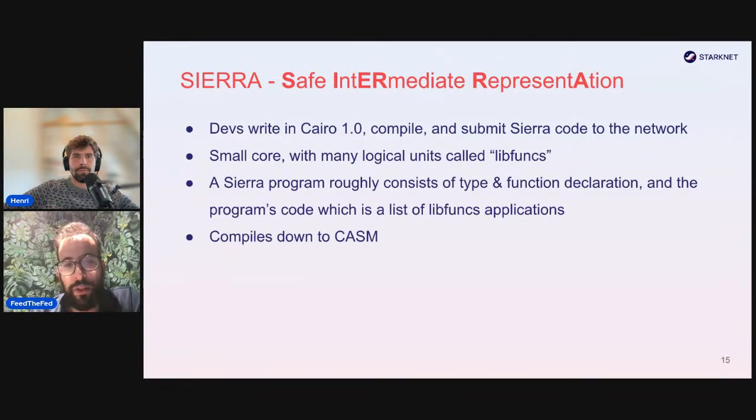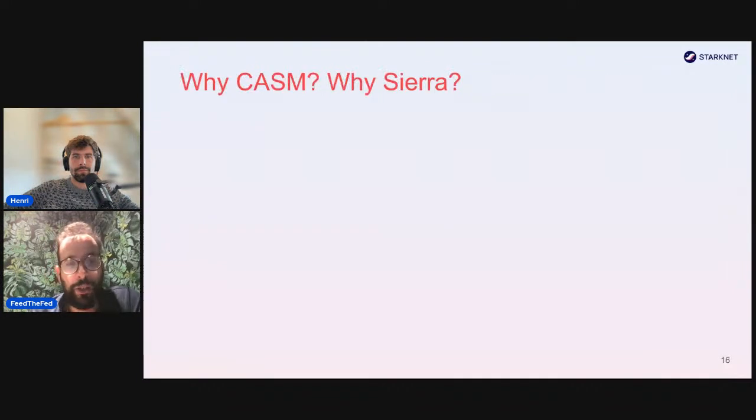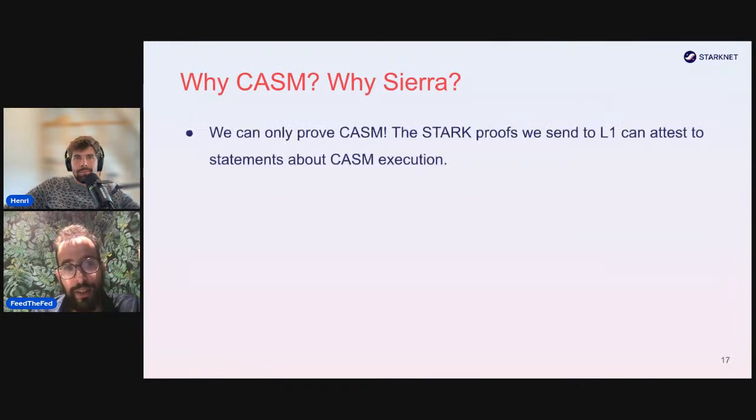And the most important thing is that it compiles down to the same Cairo assembly that we had before. So again, this part is completely unchanged. Okay, so why do we need the Cairo assembly? Why do we need Sierra? Why do we bother with all those different types of representations and languages?